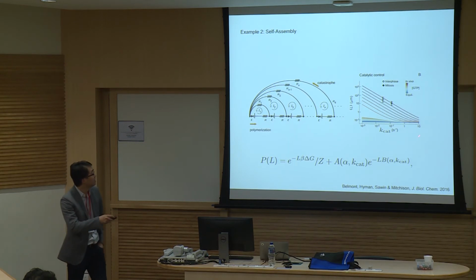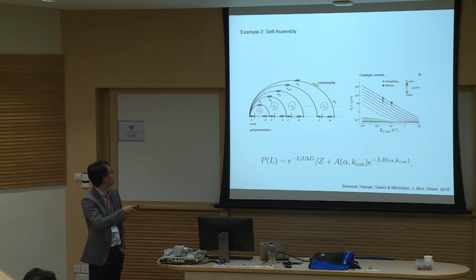So at equilibrium, it doesn't matter what the catastrophe rate is, because rates don't determine probabilities at equilibrium. But when you're out of equilibrium, the catastrophe rate can determine the actual length distribution of microtubules. Here's a plot of what you get if you plug the microscopic parameters into the solution. The color plot tells you how far you drive it out of equilibrium, and this red line is at the in vivo level of driving, which is the in vivo concentration of GTP.